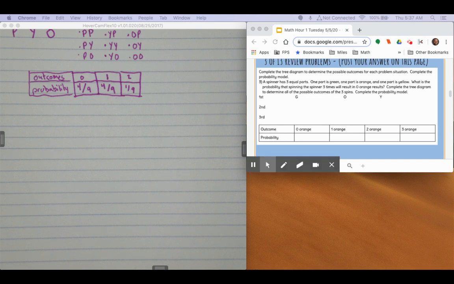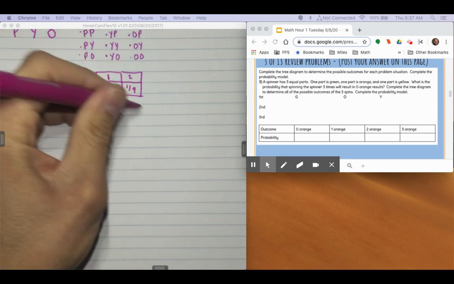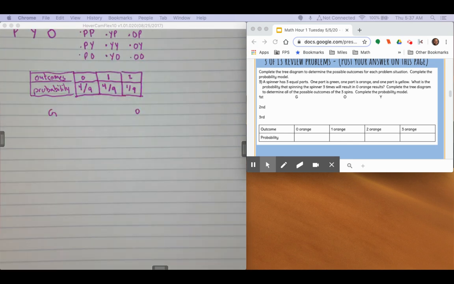Number 3, a spinner has 3 equal parts. 1 part is green, 1 part is orange, and 1 part is yellow. Okay. What is the probability that spinning the spinner 3 times will result in 0 orange results? Complete the tree diagram to determine all the possible outcomes of the 3 spins. Complete the probability model. Right?